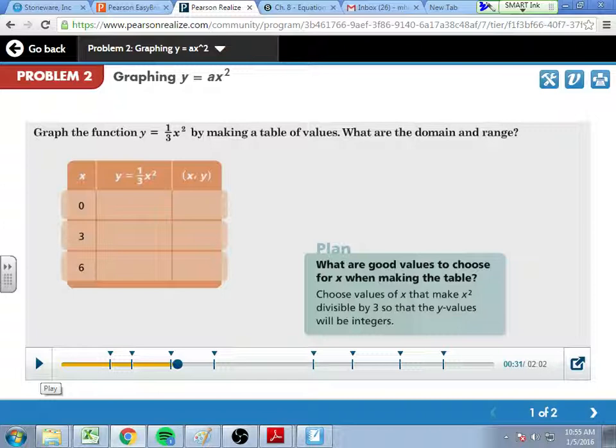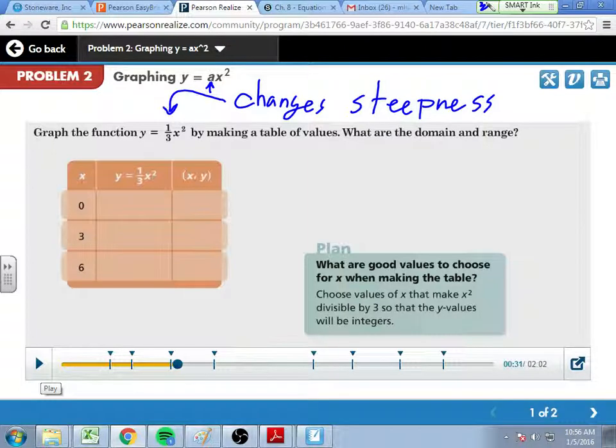Now, does anyone have a guess what the 1/3 is going to do to my parabola? Not nothing. It can't do nothing. Oh, yeah, Grant. Move it right 1/3. Nope. Is it either going to make it steeper or flatter? When you have a multiplier to your x squared, it changes steepness. Either makes it wider or makes it skinnier. Which one does which? Exactly. You're on the next question now.